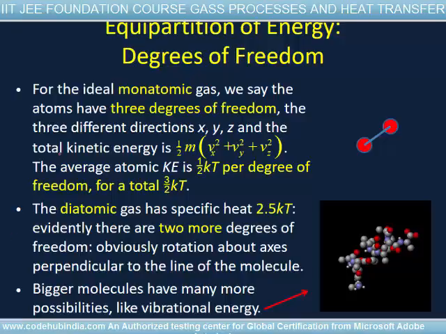So monoatomic gas, we say that atom has 3 degrees of freedom. Diatomic has the specific heat, only there are 2 more degrees of freedom. Diatomic has how much? 2 degrees of freedom. And bigger molecules have any more possibilities, variable energy. That means what? Monoatomic has everywhere to go.